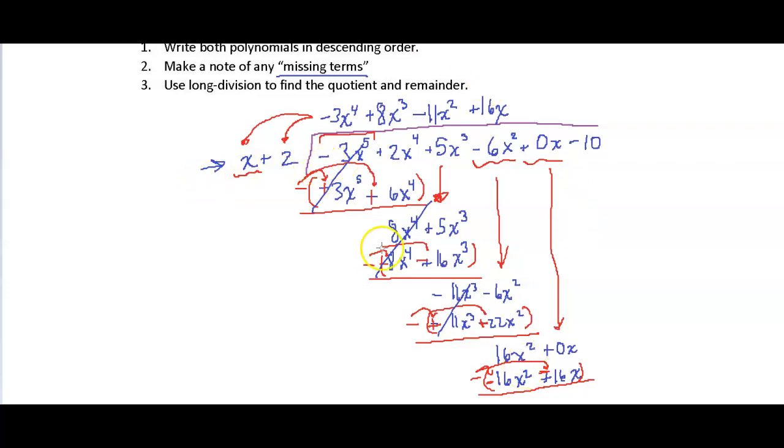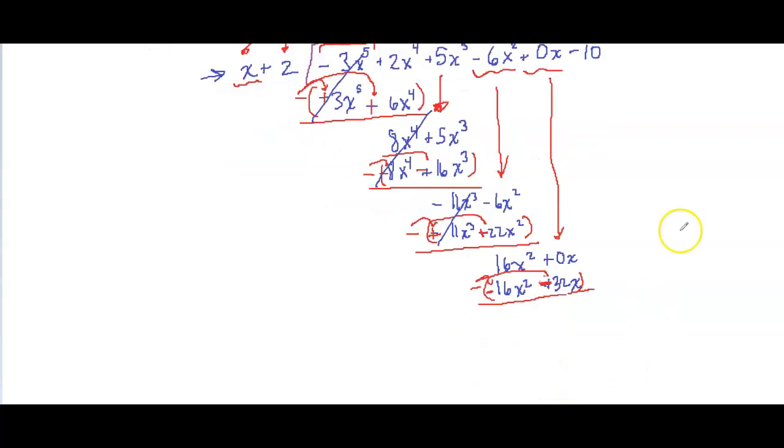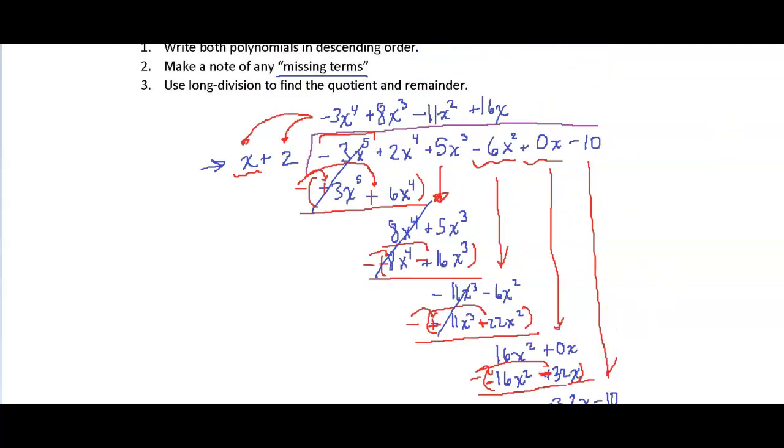Let's go ahead and clear this out a bit. So that would have been positive 32x. But after distributing that minus sign, that would result in a negative 32x. All right, so now we have negative 32x. And let's bring down that 10 minus 10. Well, all we have left to do is multiply by a negative 32.